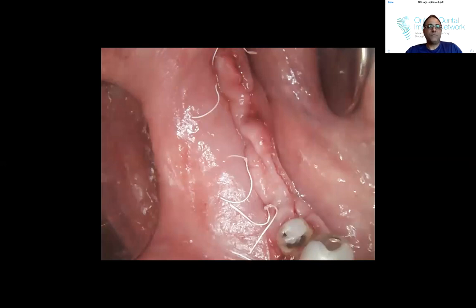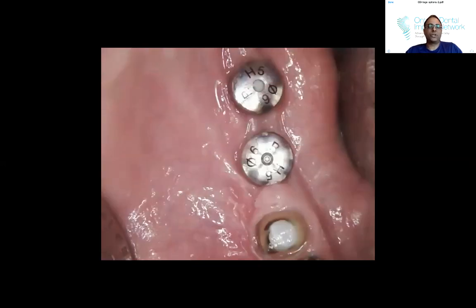So again, being very mindful of how to ensure that we suture things and get closures, because that will greatly help to reduce the risk of infection postoperatively. And of course, this case now is ready for a free gingival graft, which we have yet to do.